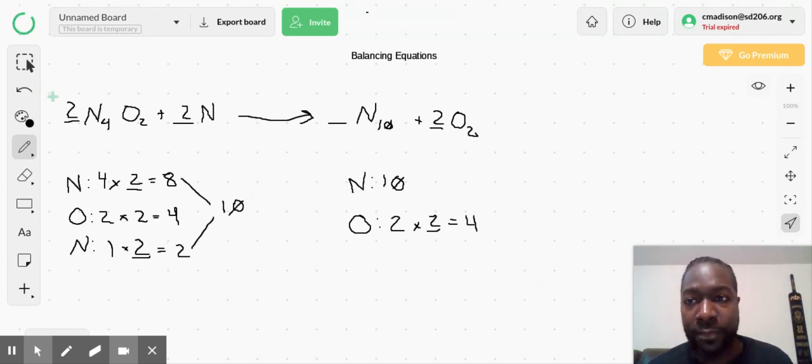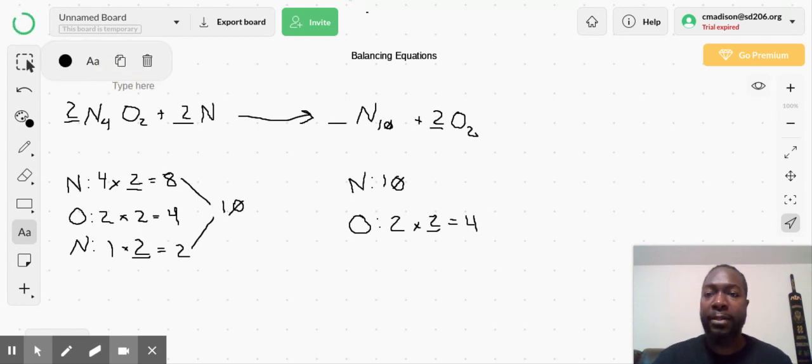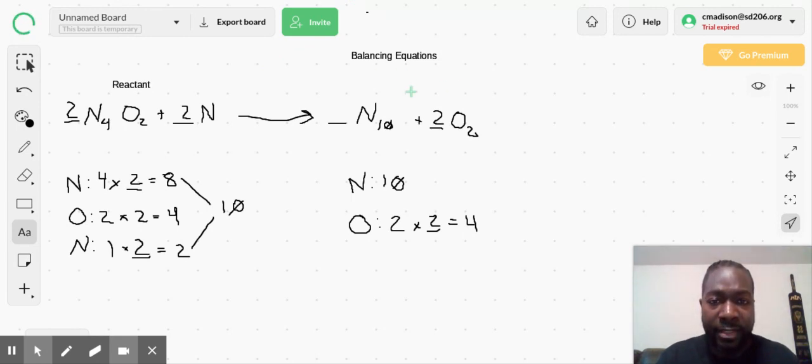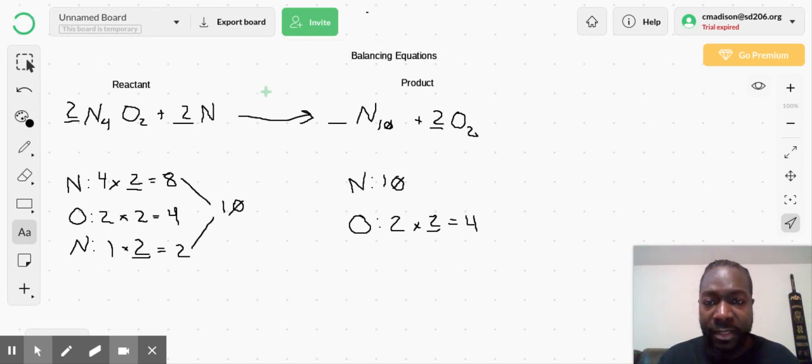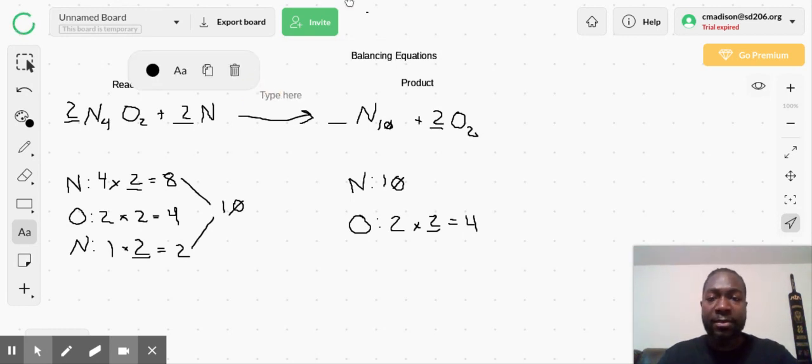Now, I just want to go over something real quick. So right here, I'm trying to put the text right here. There we go. This is the reactant side. This is the product side. All right. This right here in the middle, this means yields. Just want to put that out there for everybody.